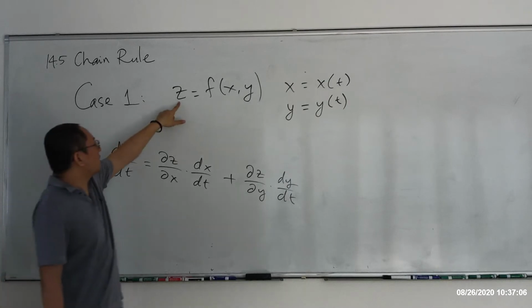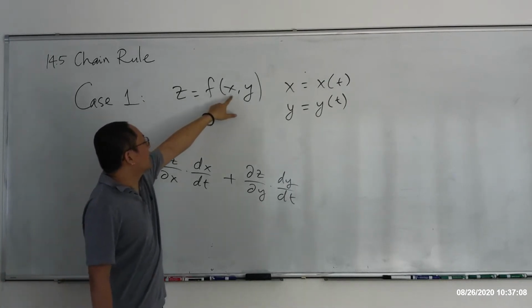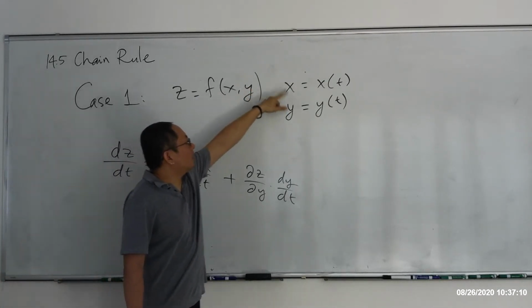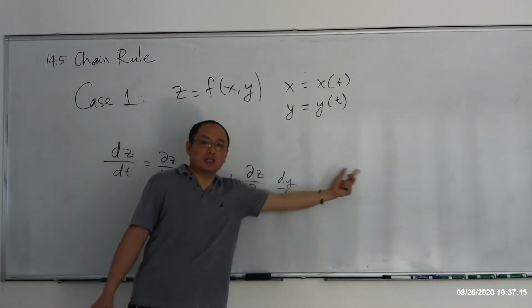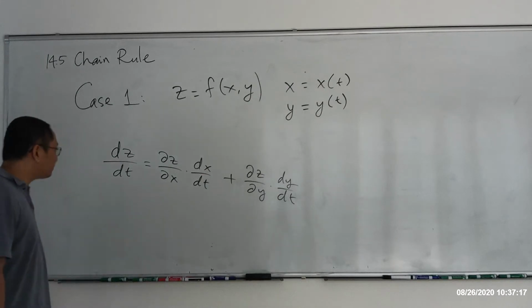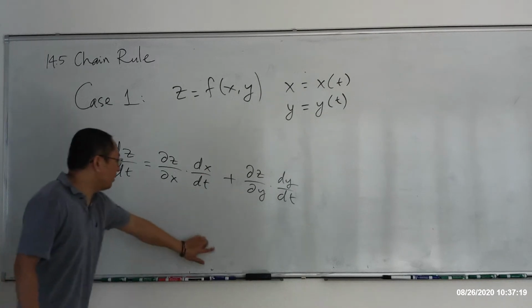And similarly, if you've got z equals f of x, y, and then x(t), y(t) are functions of the variable t, you just add more terms, dz over dx, dx over dt. Okay, that's it. Same way. Example.